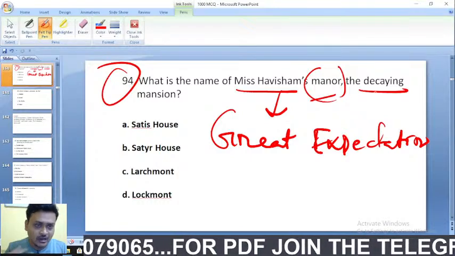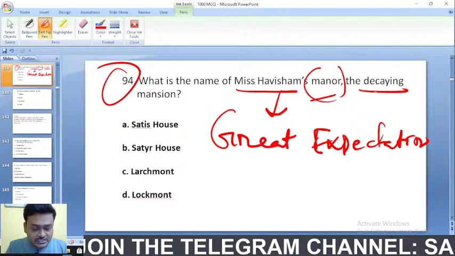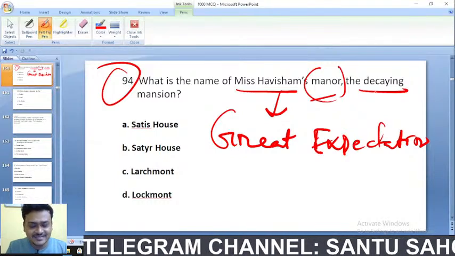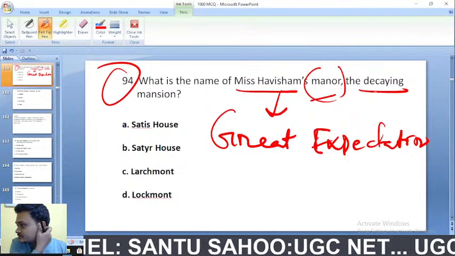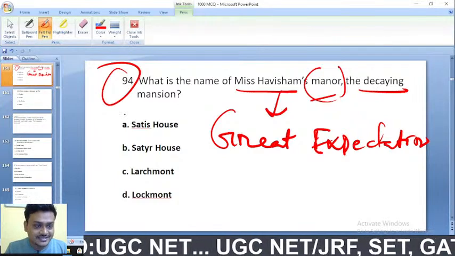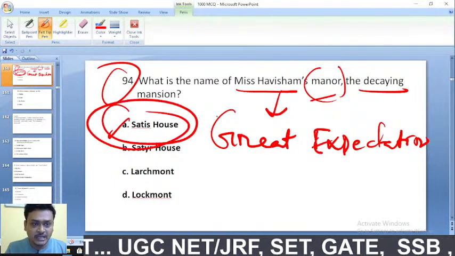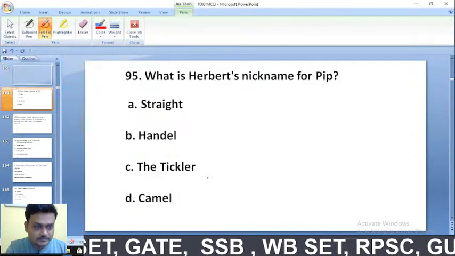It's a Bildungsroman novel where characters like Abel Magwitch, the convict, appear. Orlick, Abel Magwitch, Estella is a character as well. The love affair between Estella and the main character Philip Pirrip. Satis House, exactly. Satis House is the name of Miss Havisham's manor in Great Expectations. Estella, great. Chalo, well done.